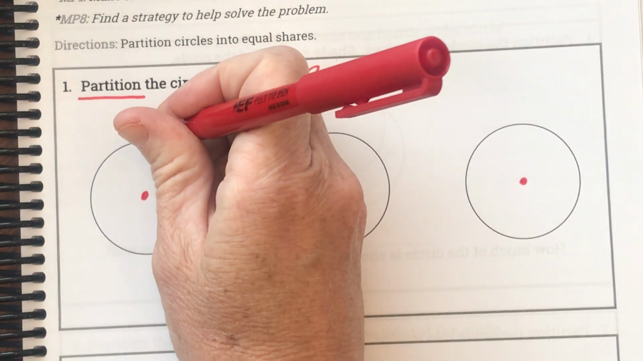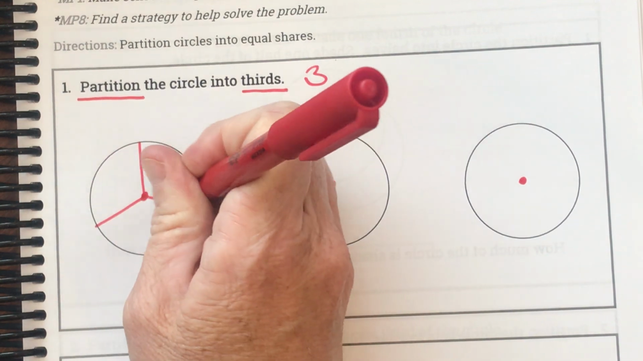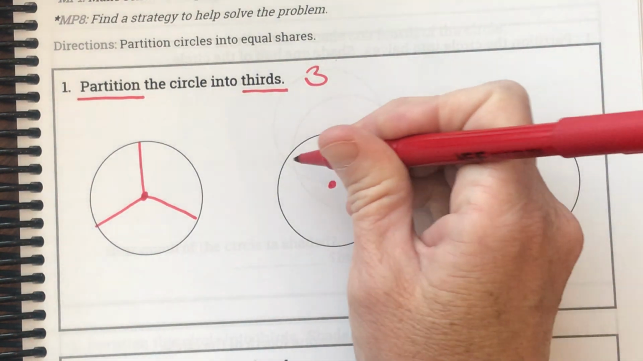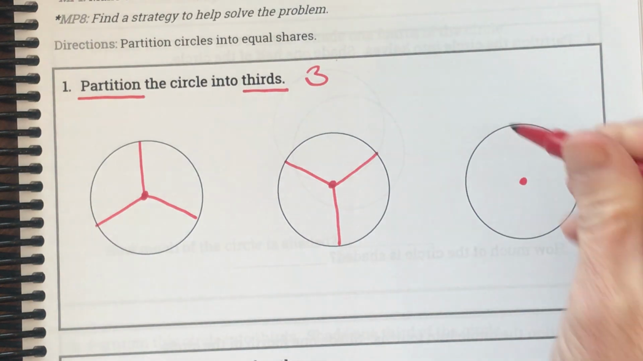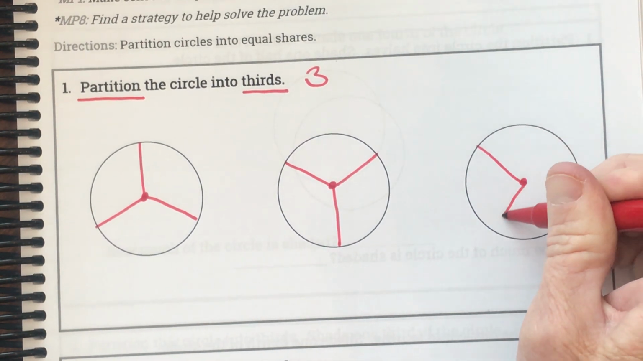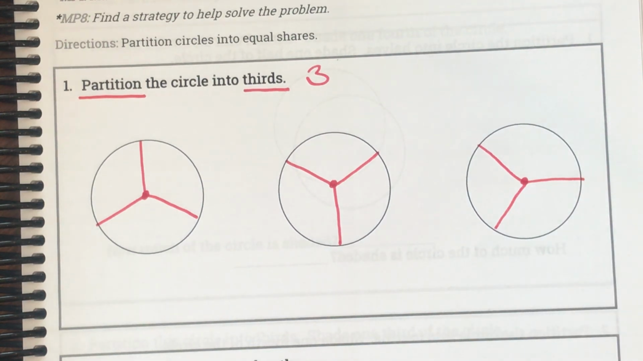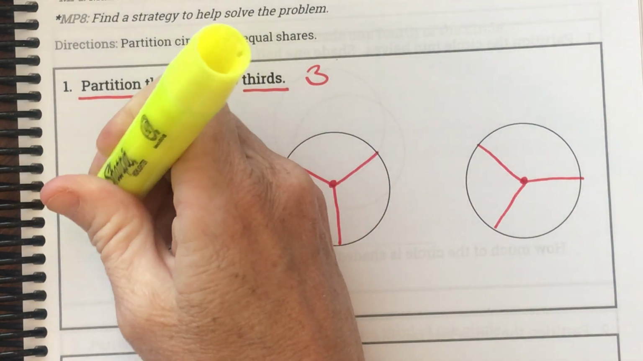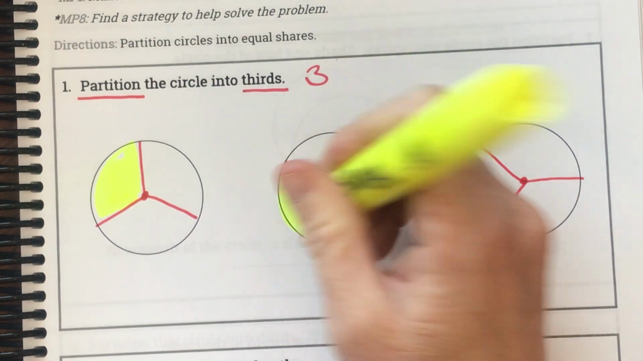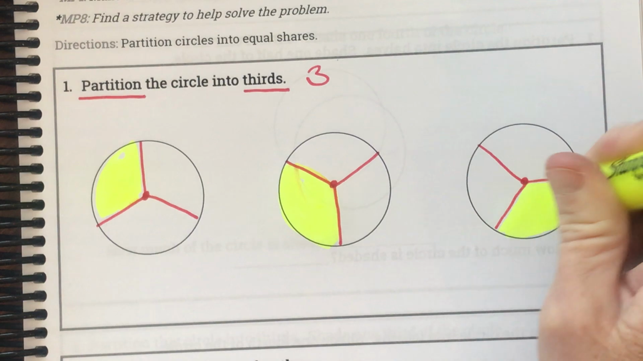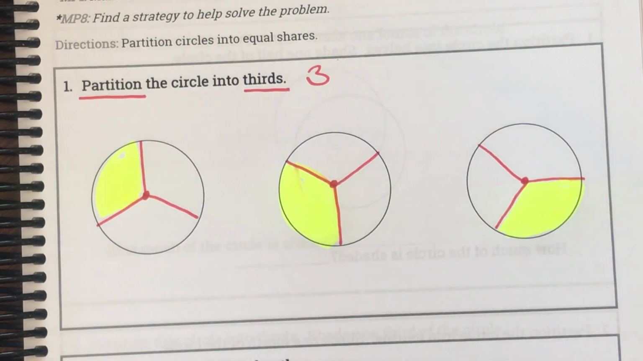So I could do it like that. That would be 3 equal pieces. I could have done it like that, and that would still be 1, 2, 3 equal pieces. So here's just some different ways I could have done 3 equal pieces. And I could have shaded in any one of those thirds. They don't ask me to, but I could shade in any one of them and it wouldn't matter. It would all be equal. So on this one, I could shade in this one, maybe this one, and maybe this one. So what I've done is all of them were partitioned into thirds, and then I've shaded in 1/3.